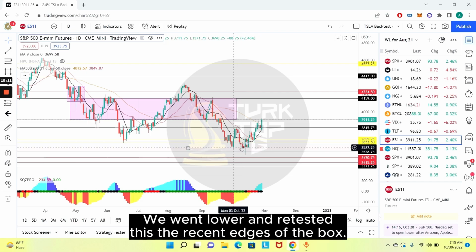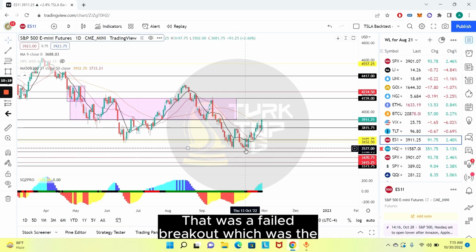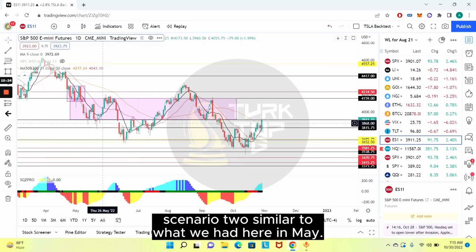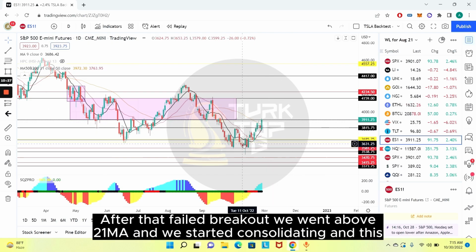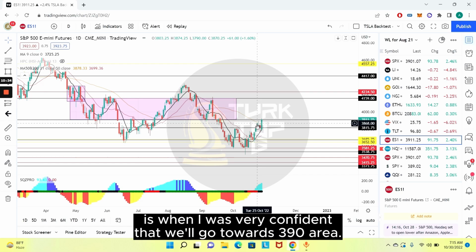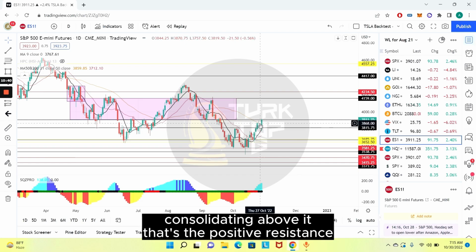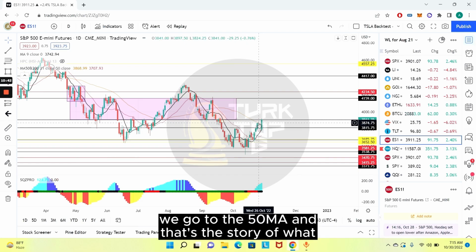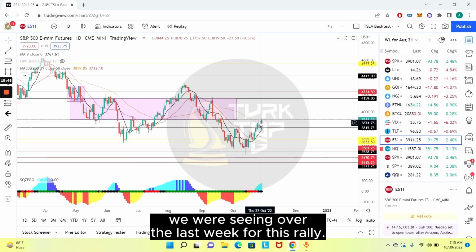9 MA could not stop the price. We went lower and retested the recent edges of the box. Then we tried to break below it. That was a failed breakout, which was scenario 2, similar to what we had here in May. After that failed breakout, we went above 21 MA and we started consolidating. And this is when I was very confident that we'll go towards the 390 area, because once we're above 21 MA and we're consolidating above it, that's the path of least resistance. We'll go to the 50 MA. And that's the story of what we were seeing over the last week for this rally.